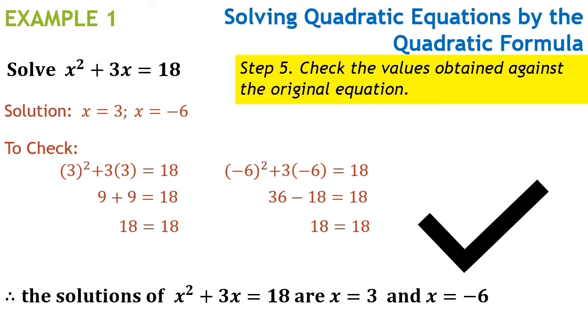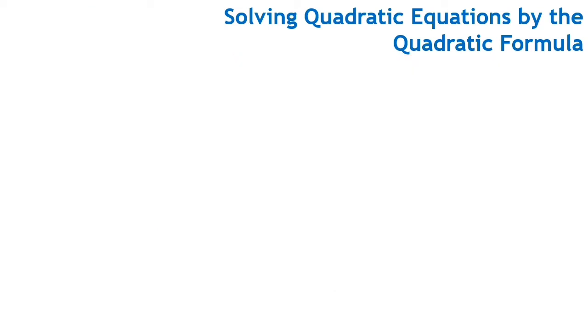Very good. To deepen your understanding, let us have another set of example. Let us solve 2x squared plus 8x minus 10 is equal to 0.